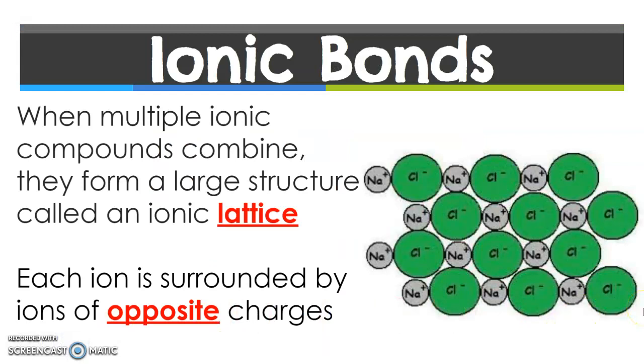So when multiple ionic compounds combine, they form a structure called an ionic lattice, where each ion is surrounded by ions of opposite charges. Okay, so like here we have our sodium and chlorine. These are ionic bonds, so these would be multiple ionic bonds, right? This is a lattice structure of those ionic bonds between our, again, metal cation and our non-metal anion.